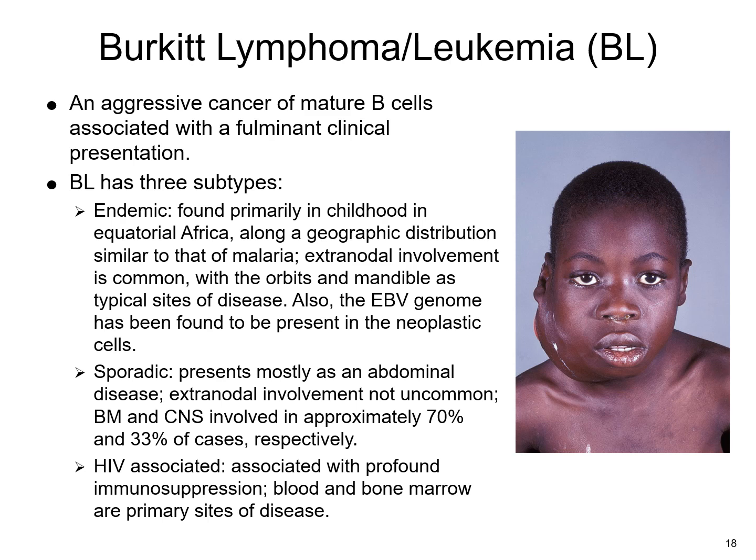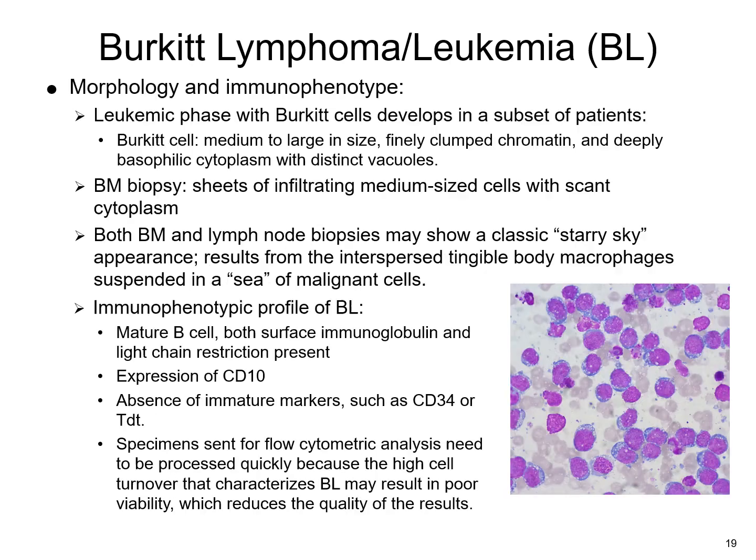The sporadic form presents as an abdominal disease. Extranodal involvement is not uncommon. The bone marrow and the central nervous system are involved in approximately 70% and 33% of these cases, respectively. And the last subtype, HIV associated, of course, is associated with a profound immunosuppression. The blood and the bone marrow are the primary sites of this disease.